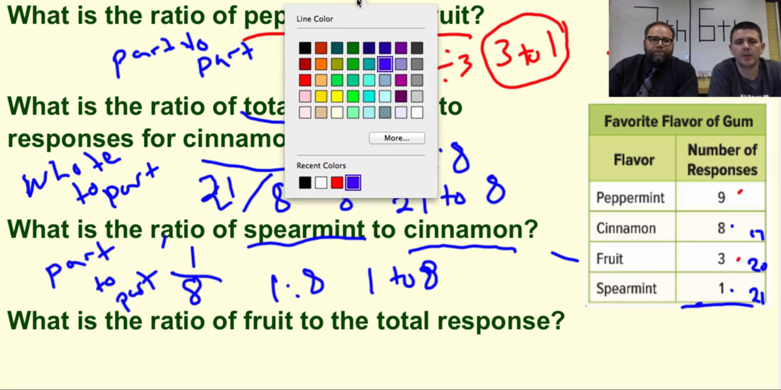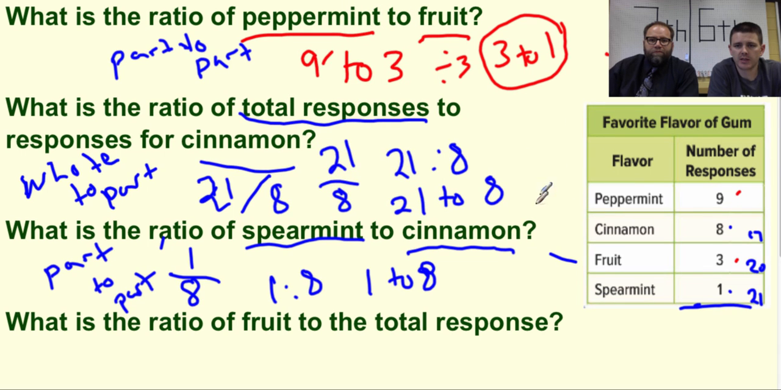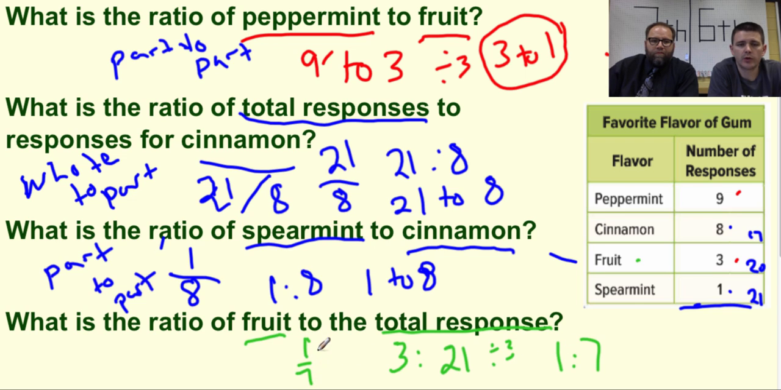All right, last one. What is the ratio of fruit to the total number of responses? So if we look in our table, fruit had 3 responses. So that's my first number. In the second problem, we already calculated there are 21 total responses. So our ratio is 3 to 21. Quick check, 3 and 21 can both be divided by 3, so we can simplify, and we should get a ratio of 1 to 7. So one person responded with fruit out of every 7 people who responded.